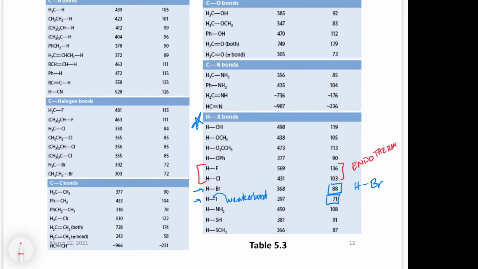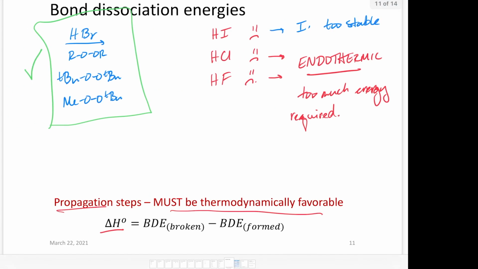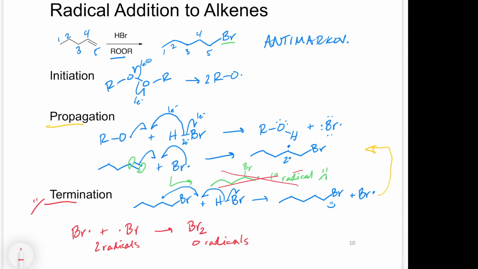So just remember that this anti-Markovnikov addition, it's special to HBr and peroxides, okay? So we're only going to be using this to add a bromine here, anti-Markovnikov, and not a chlorine.